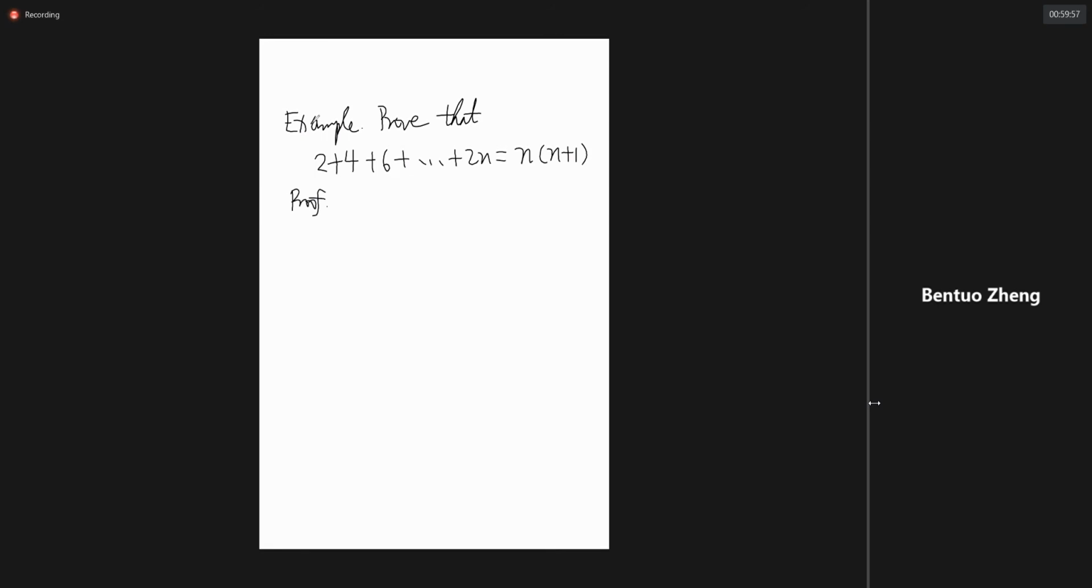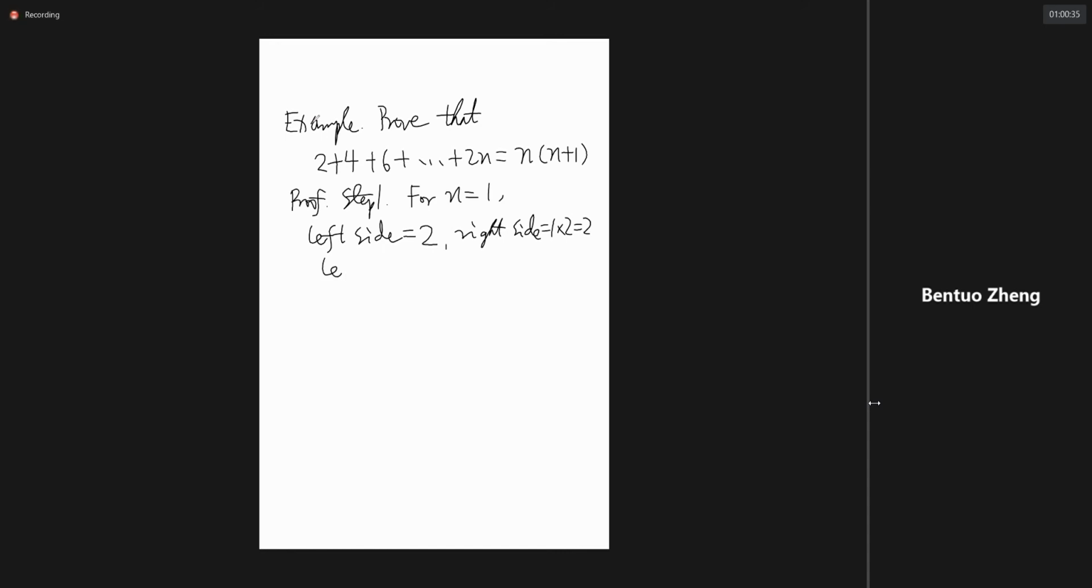Okay, so step 1 is for n equals 1. So you have the left side, for n equals 1, you have only one term. The last term is 2 times 1, which is 2, so it's 2. And the right side equals 1 times 2, which is equal to 2.